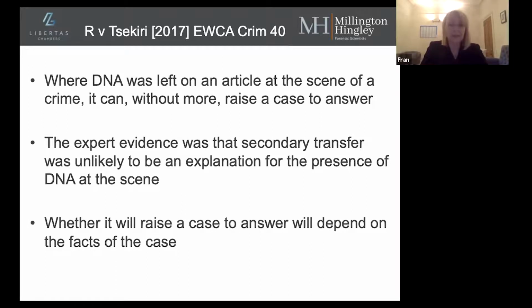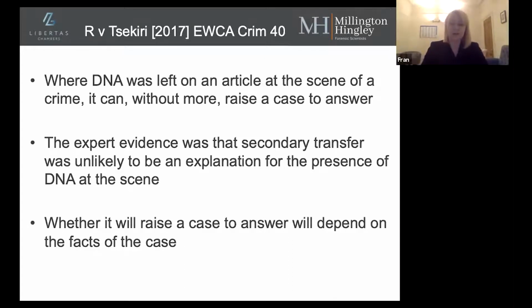So in F&C, the court held that because there was a high match DNA profile left on an article at the scene, of course, the car handle, again, that can, without more supporting evidence, give rise to a case to answer. So again, the real issue there was the fact that the DNA was deposited during the course of the offence itself.